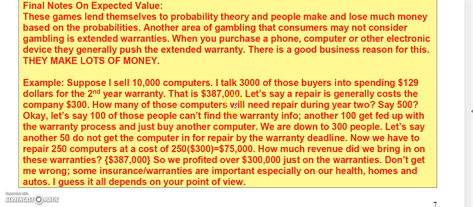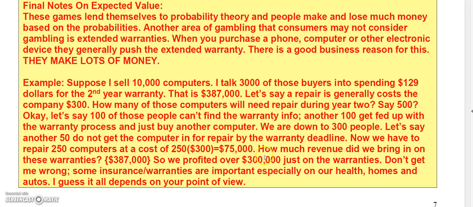How many of those computers will need repair during year 2? Let's just say only 500 will need repair. Okay, let's say 100 of those people can't find their warranty information, so obviously they're not going to bring theirs in. Another 100 get fed up with the warranty process and just buy another computer. Now we're down to 300 people. Let's say another 50 do not get the computer in for repair by the deadline. So now we're down to 250 computers. So now it's going to cost us to repair these computers at an average of $300 per computer. It's going to cost us $75,000.